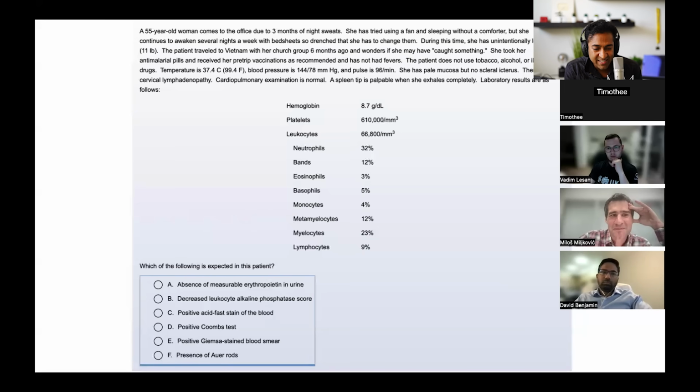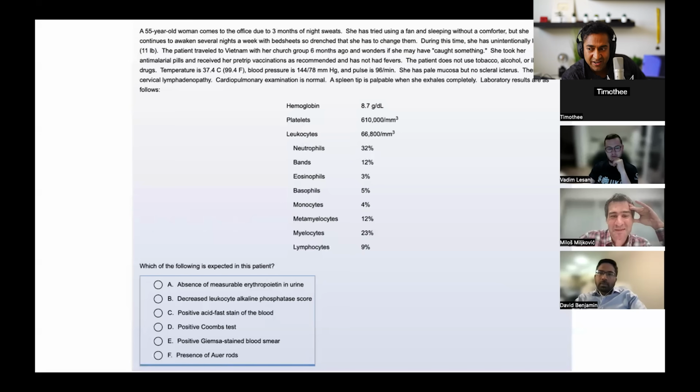Leukocyte alkaline phosphatase score? What the fuck? I've never found that to be useful. Measurable erythropoietin absence? Oh, I guess. No, EPO should be high. Now, could it be an infectious thing? Could it be EBV, acute EBV? I think that's also possible.